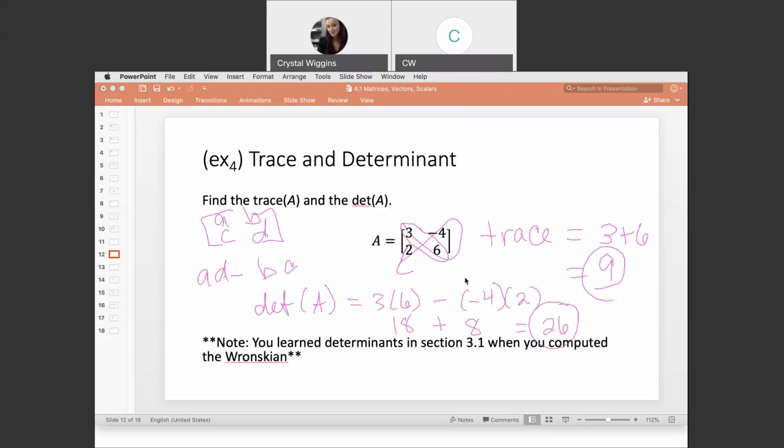Again, right now we are focused on the computation part. We will focus on interpreting these in the next section. Make a note that you already learned determinants in a previous section when you were using that matrix. We already started seeing some sort of matrices in differential equations. That Wronskian matrix was a way of calculating the determinant.